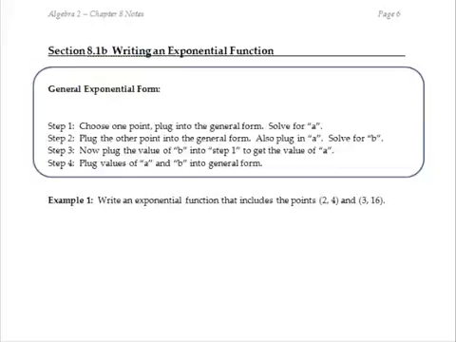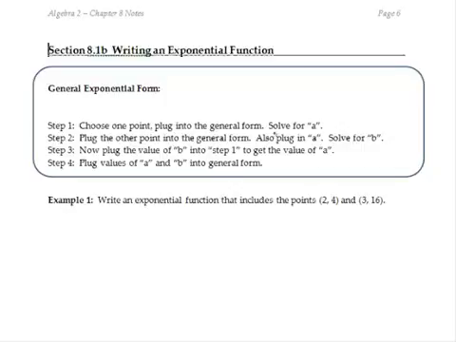This is lesson 8.1b, where we're going to be talking about exponential functions and how to write an exponential function when you're given two specific points. And it's important for us to remember that whenever we're dealing with points, that these are x and y values. So this is x comma y, and this is x comma y. They are a specific connection, an ordered pair.